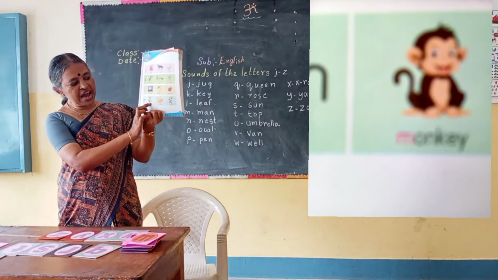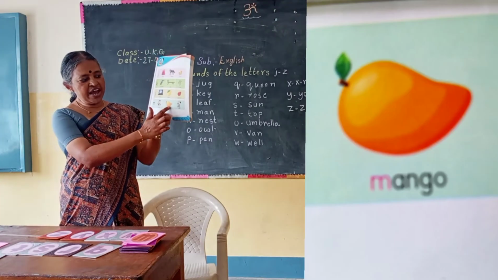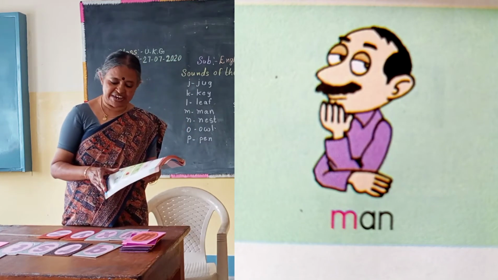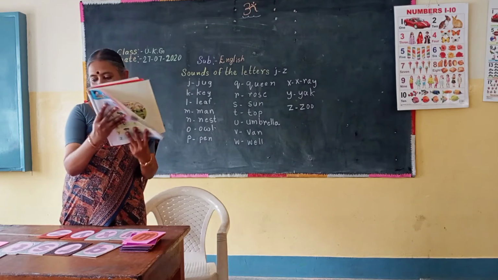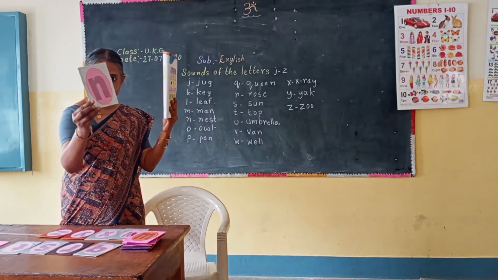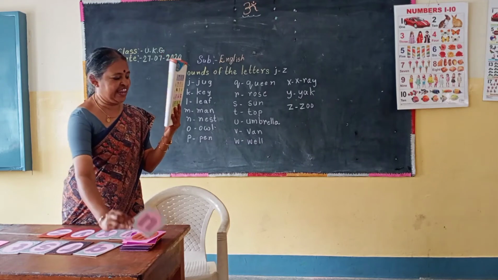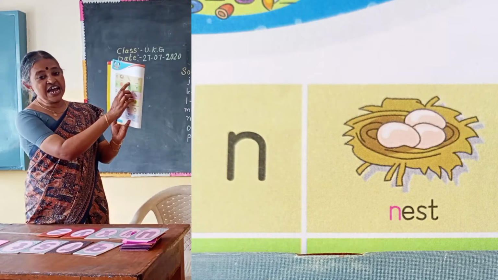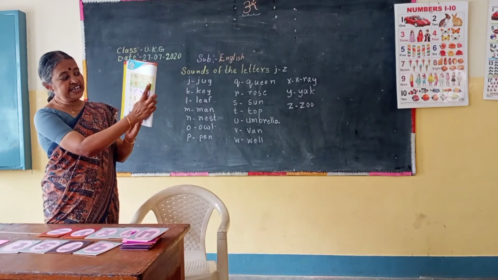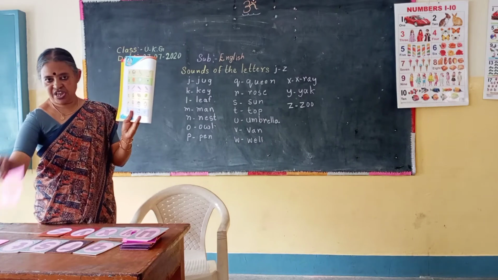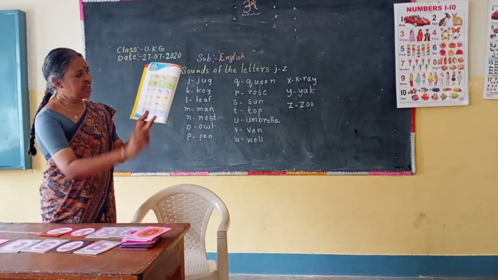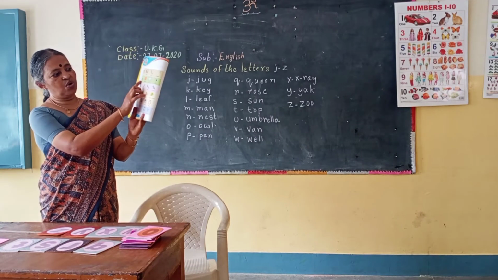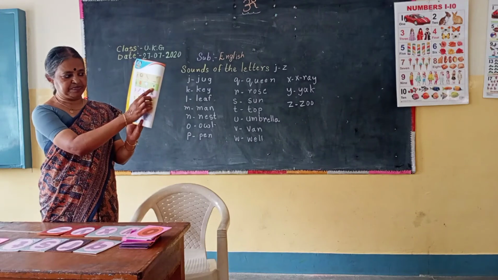M for monkey, M for mango, M for man. Now I'm going to turn the page. Which letter is this? This is N. N for nest, N for nut, N for needle. O. O for orange, O for ox, O for ostrich.